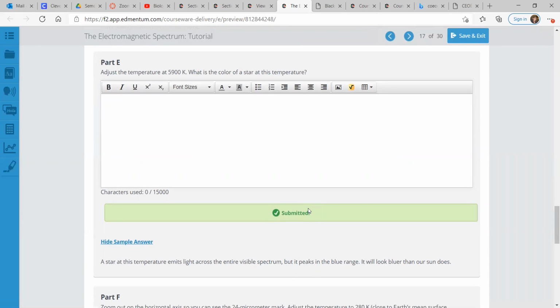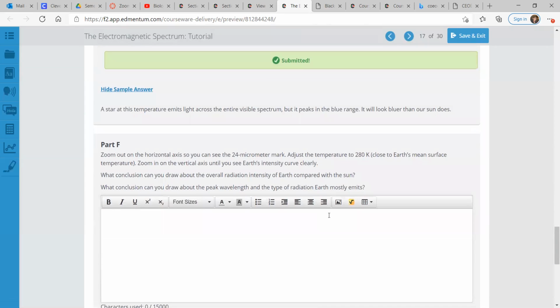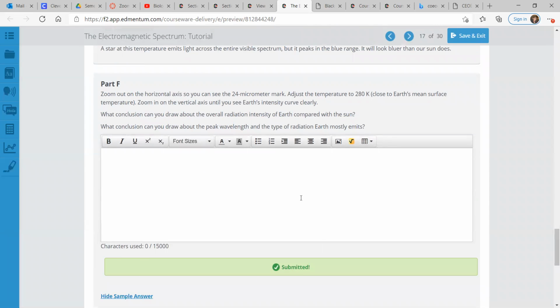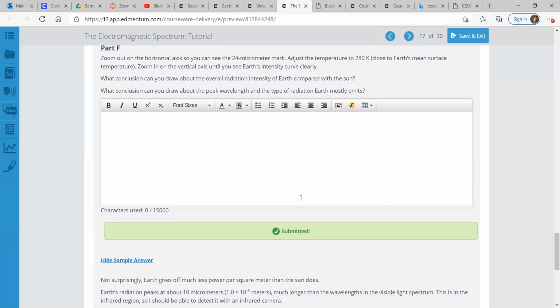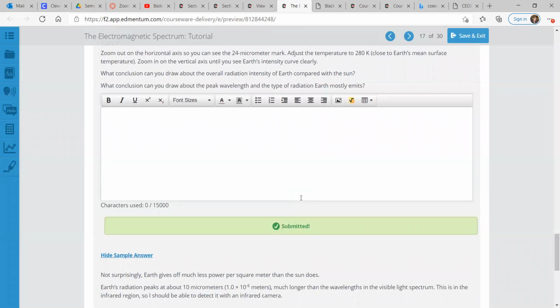So it asks you to go back and put 5900 for the temperature. What is the color of a star at this temperature? It emits light across the entire visible spectrum, but it peaks in the blue range. It will look bluer than our sun does. What conclusion can you draw about the overall radiation intensity of Earth compared with the sun? What conclusion can you draw about the peak wavelength and the type of radiation Earth mostly emits?